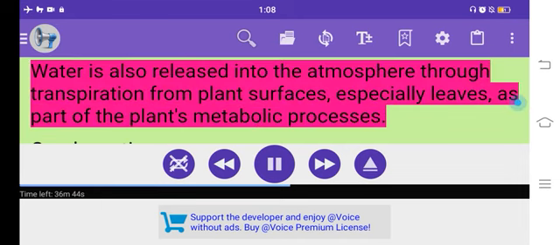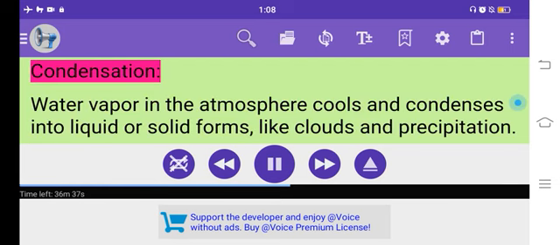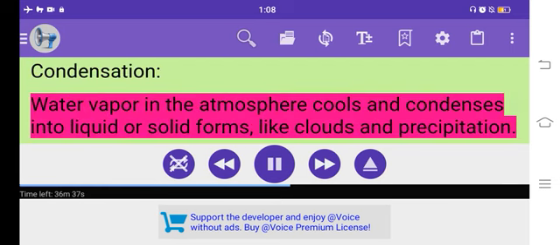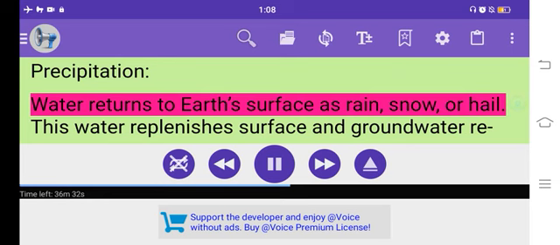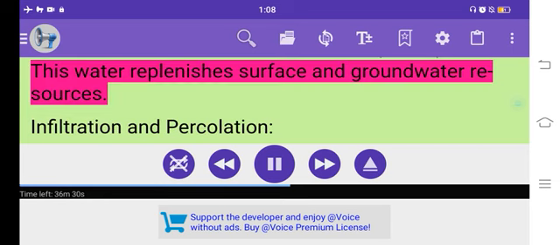Transpiration: water is also released into the atmosphere through transpiration from plant surfaces, especially leaves, as part of the plant's metabolic processes. Condensation: water vapor in the atmosphere cools and condenses into liquid or solid forms, like clouds and precipitation. Precipitation: water returns to Earth's surface as rain, snow, or hail. This water replenishes surface and groundwater resources.